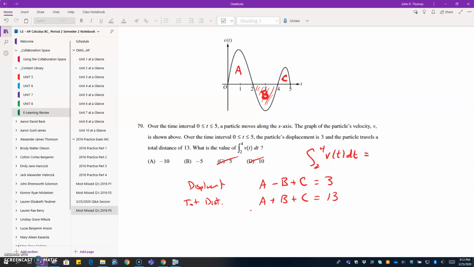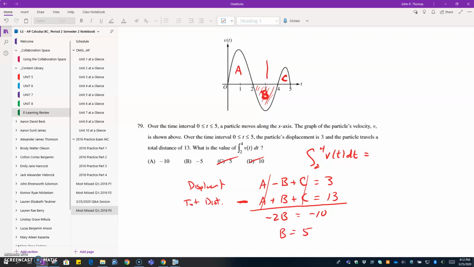So I'm going to go back to my Algebra 2 pre-calc days, and I'm going to do linear combination. I'm going to subtract these two equations. My A's cancel. I get negative 2B. My C's cancel, and I get negative 10. I divide by negative 2, and I get B equals 5. So this B value is 5.